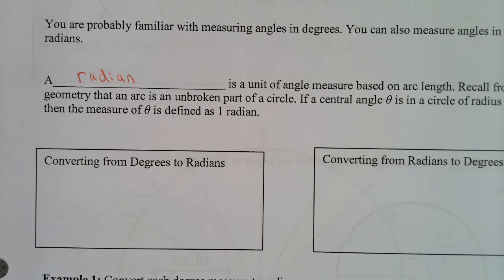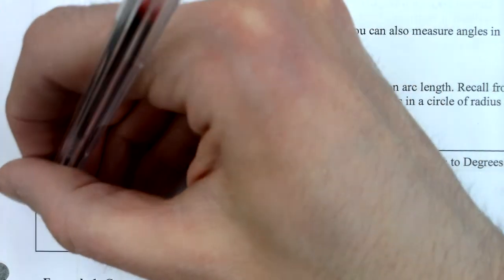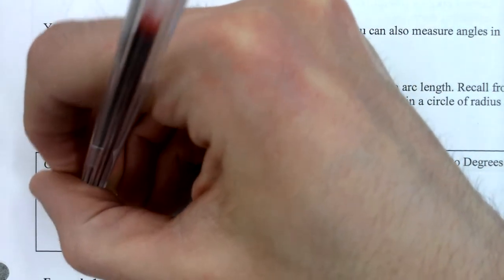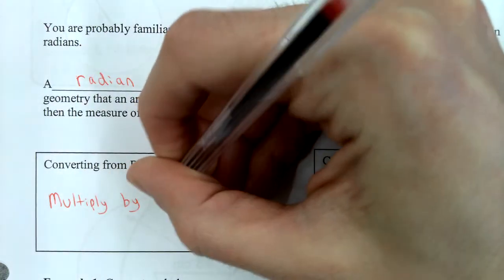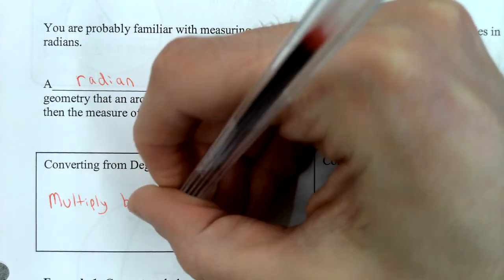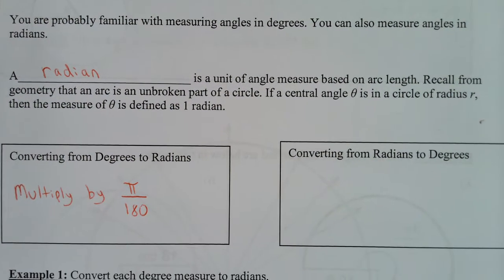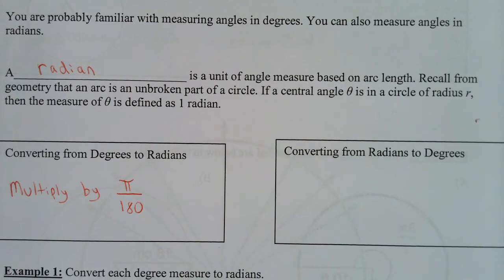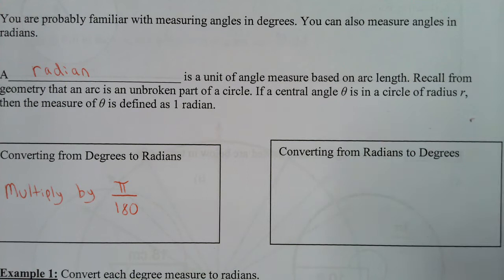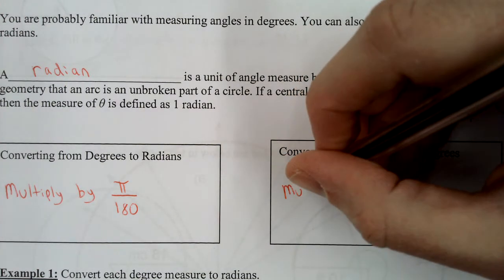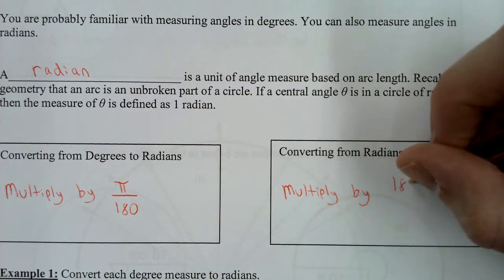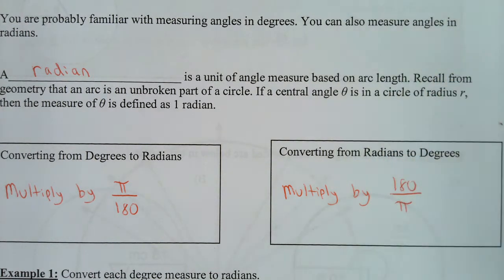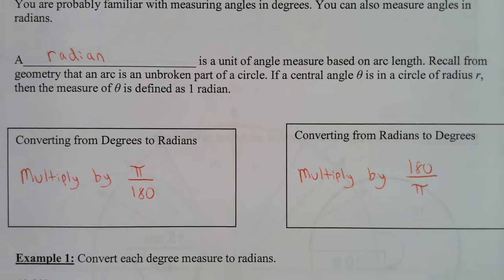So here's what you need to know. To convert from degrees to radians, you multiply by pi over 180. And to convert from radians to degrees, you multiply by 180 over pi. Okay. So that's what you have to know.